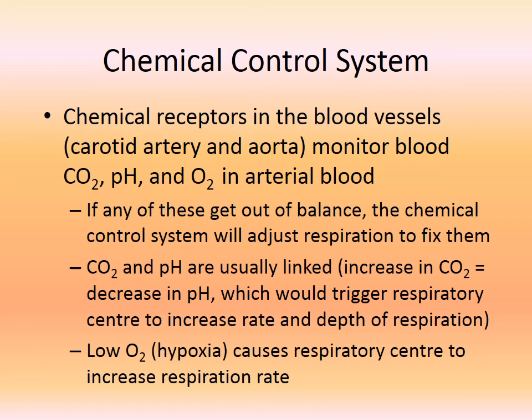Now the chemical control system has nothing to do with the stretch receptors in the lungs. Its chemical receptors are in the blood vessels. They're located in the carotid artery and the aorta. These chemical receptors monitor the CO2, the pH, and the O2 that's going through the arterial blood supply. The arterial blood supply is the oxygenated blood getting pumped out of the left side of the heart. There are these little tiny receptors, and they monitor that. So if any of these get out of balance, the chemical control system will adjust respiration to fix it.